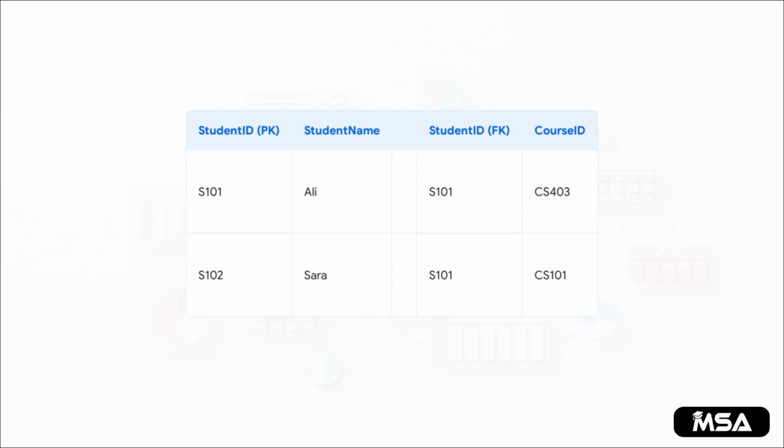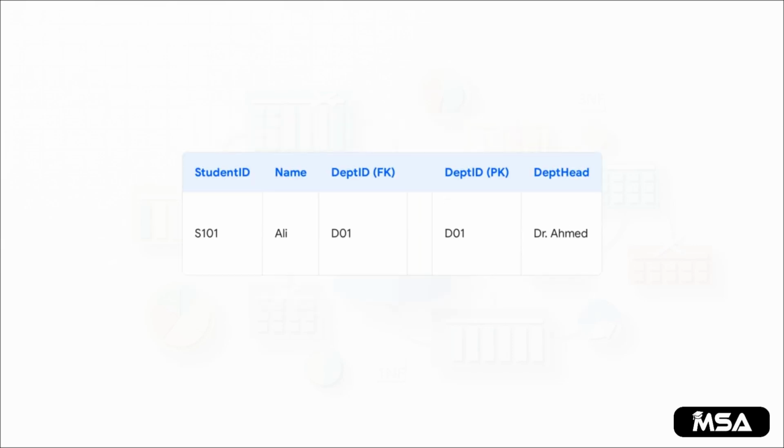We split the table. We create one table just for students, where each student's name is stored only once. And we create another table, student courses, to link the students to their courses. Now, the data redundancy is gone. If we need to change Ali's name, we only have to do it in one single place. Much better. And for our final cleanup step, third normal form, we tackle that transitive dependency.